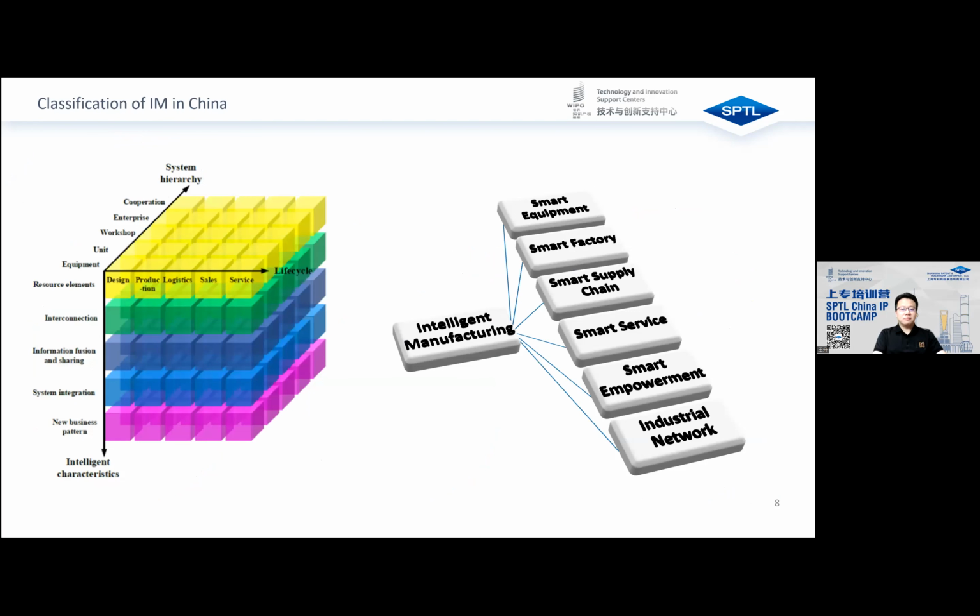From the hierarchical architecture of IM system describing 3 dimensions, namely system hierarchy, life cycle, and intelligence characteristics, IM can be roughly divided into 6 main tags. That is, smart equipment, also called smart device, smart factory, smart supply chain, smart service, smart empowerment, and industrial network.